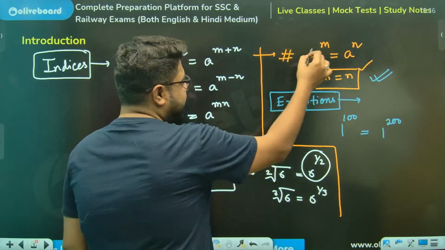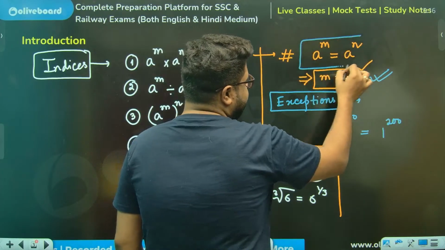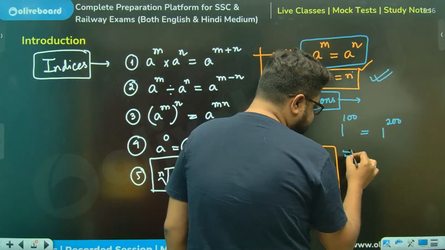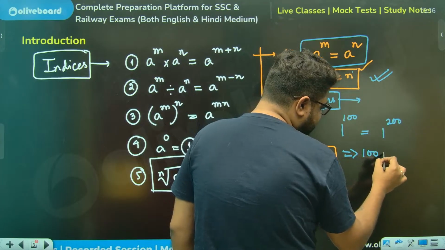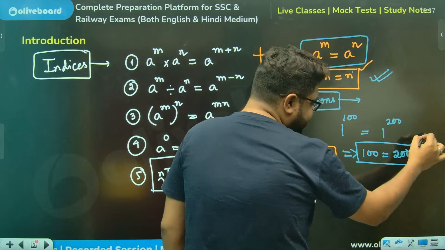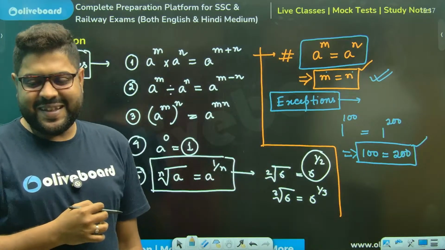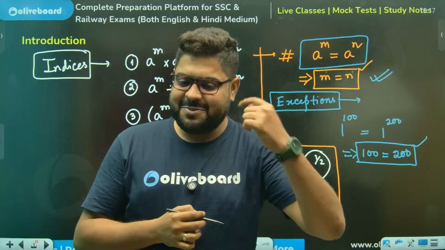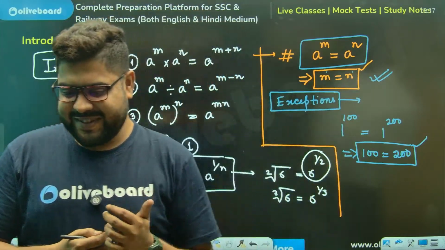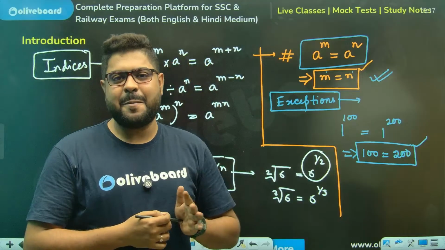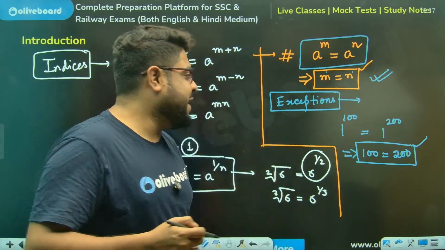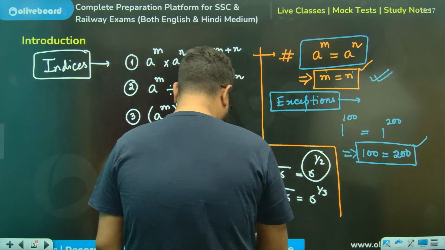Now if I apply this concept, if these two are equal, that means powers are equal. So naturally, I have proved one very simple thing, that 100 equals 200. That means I will give you 100 rupees and you will give me 200 rupees because 100 is 200. Please understand this. Now tell me, is it okay?